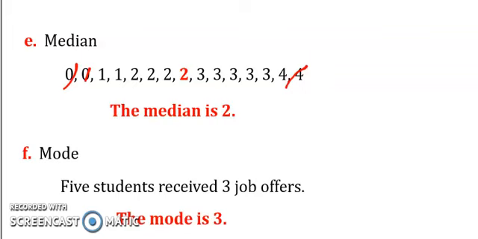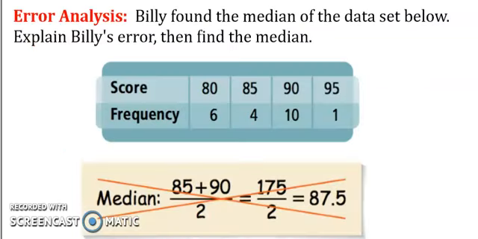All right, home stretch here, folks. Here we're going to do a little error analysis. The problem says, Billy found the median of the data set below. Explain his error, then find the median. Classic Billy, always making mistakes here. So here we have a frequency table. We have different scores: 80, 85, 90, 95. Billy's finding the median. So Billy's looking at this and saying, okay, median, middle number, smack dab in between 85 and 90, 87.5, too easy.